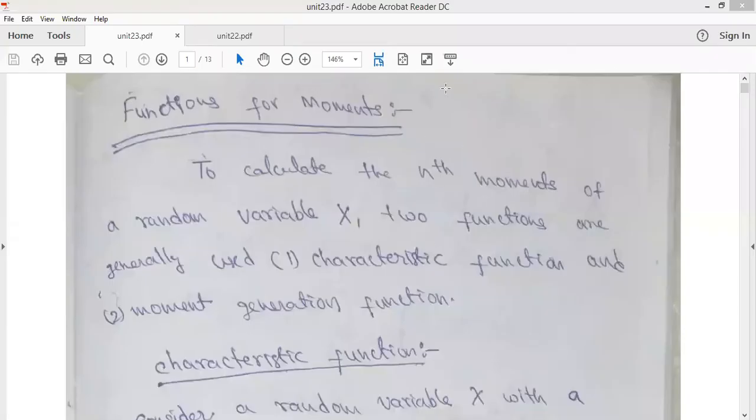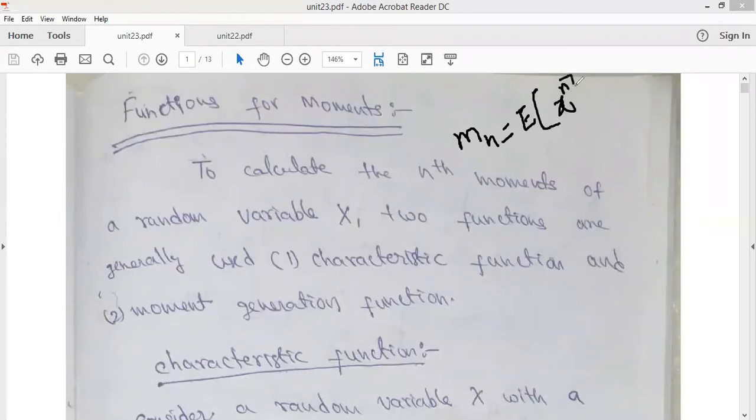So moments are denoted as mn. Mn is called moment. So what is mn equal to? It is the expectation of x power n. So expectation of x power n is called mn.